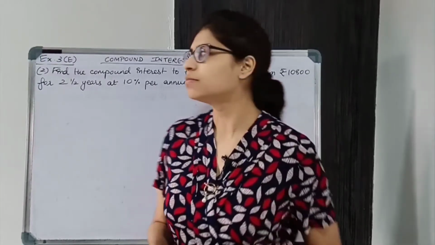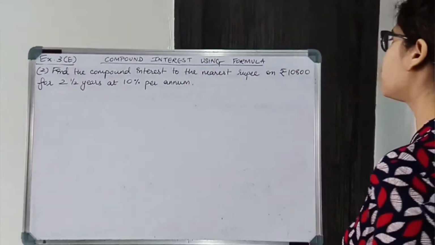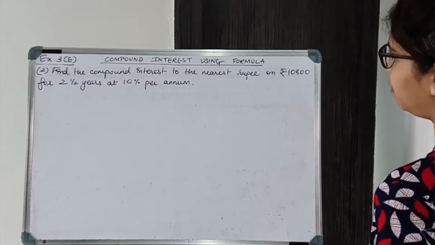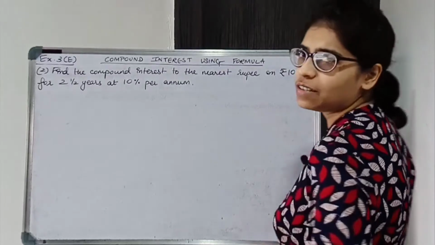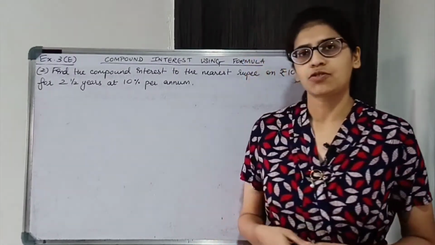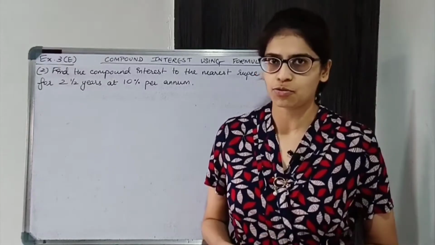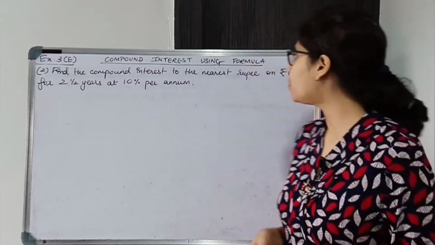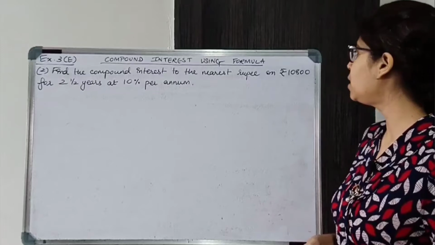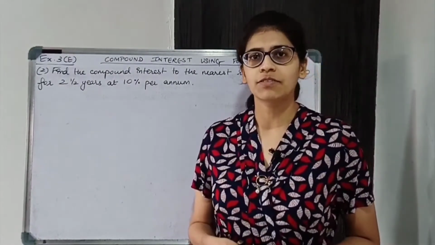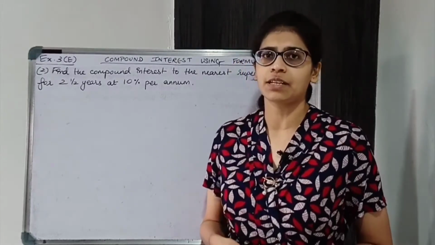Question number 2. Find the compound interest to the nearest rupee on rupees 10,800 for 2.5 years at 10% per annum. It's very easy. We have to find the compound interest to the nearest rupee. So in case you're getting the answer in decimal, you have to round it off to nearest rupee. Now rest all information is given to us. We are given principal, that is 10,800. Number of years is 2.5 years, and rate of interest is 10% per annum.